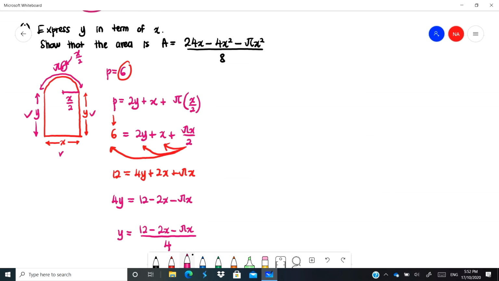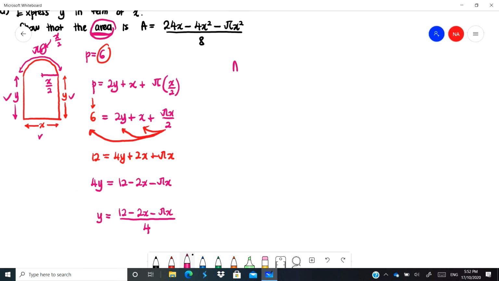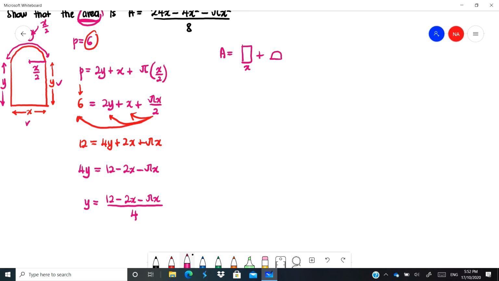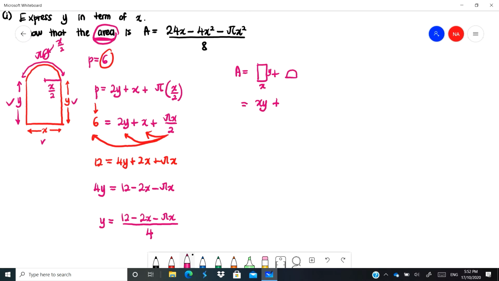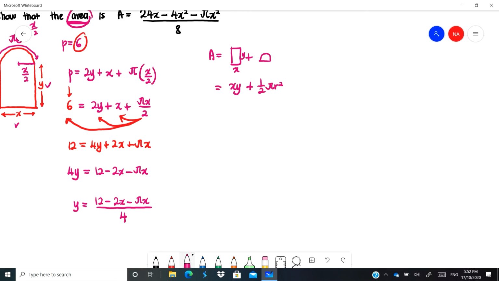Next we want to show the area, so we have to find the area of this diagram. The area is given by the area of the rectangle plus the area of the semicircle. The rectangle has dimensions x and y, so its area is simply xy, plus the area of the semicircle. The area of a circle is pi r squared, but for the semicircle we have half pi r squared. Here r is x over 2, so xy plus half of pi times x over 2, squared.